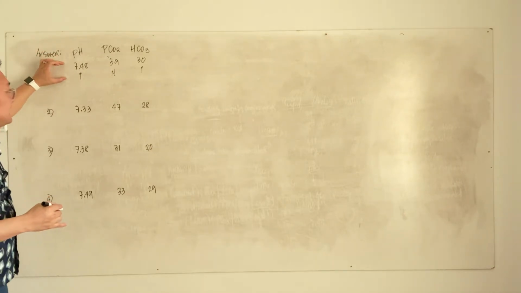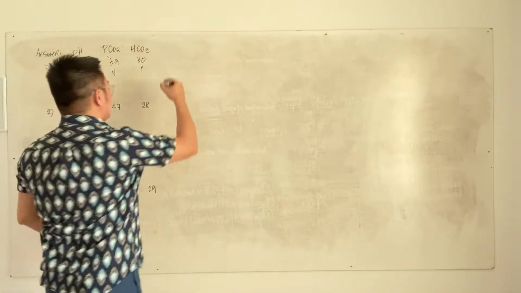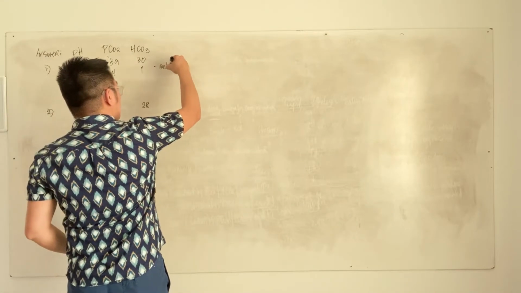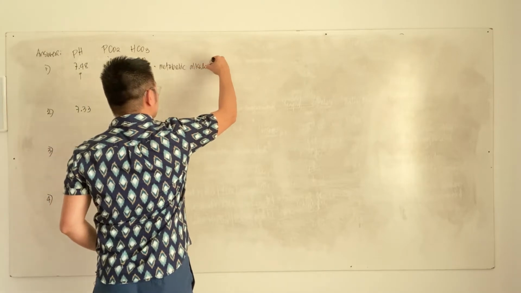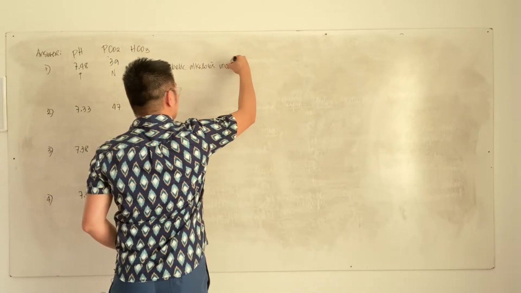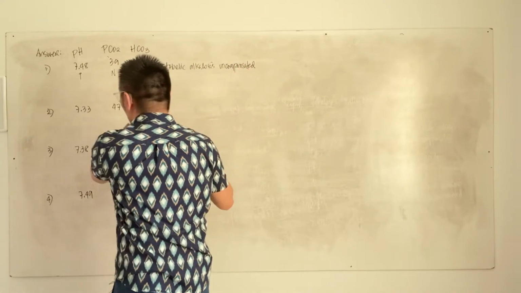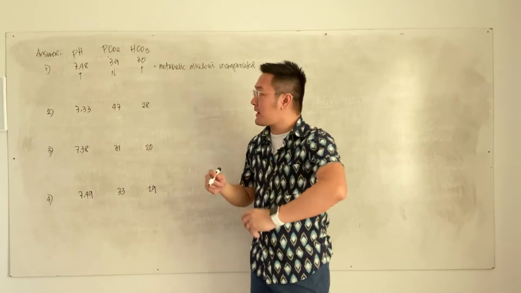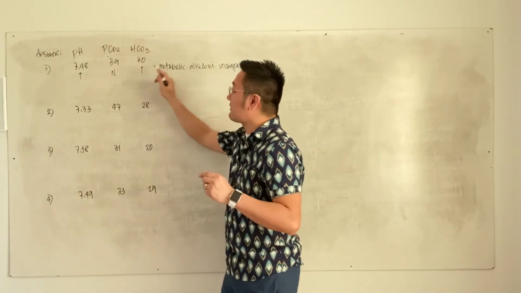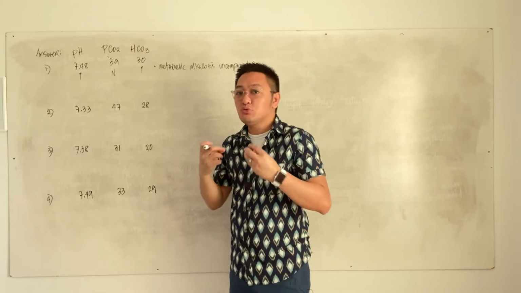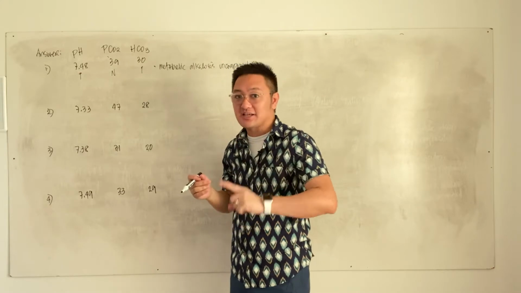Your answer must be metabolic alkalosis uncompensated. Why metabolic alkalosis? Remember, the pH is high, bicarb is high. Remember that bicarbonate is alkaline. If there's too much bicarbonate in the body, the pH increases because an increase in the pH is alkalosis.